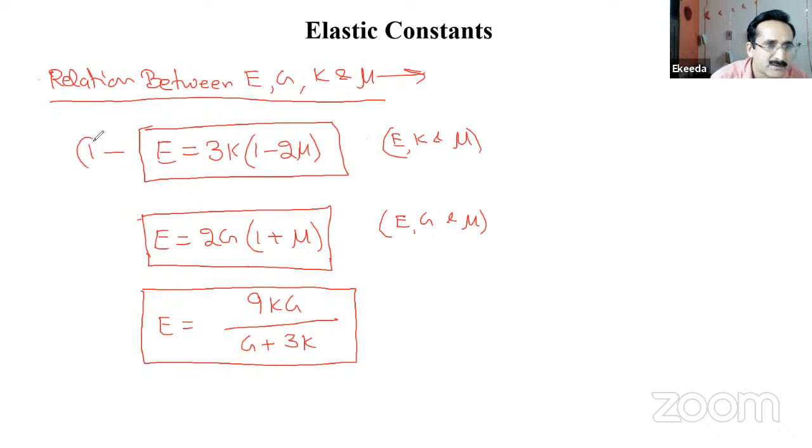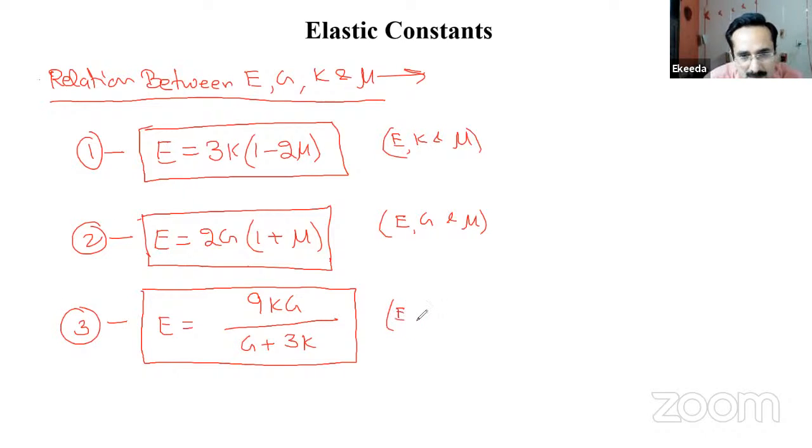So you should remember this one equation, second equation and third equation. This is the relation between E, G and K. So three relations are there. You should remember E is equal to 3K(1 minus 2 mu), E is equal to 2G(1 plus mu), and E is equal to 9KG by G plus 3K. These three relations are there. You should remember this, right?